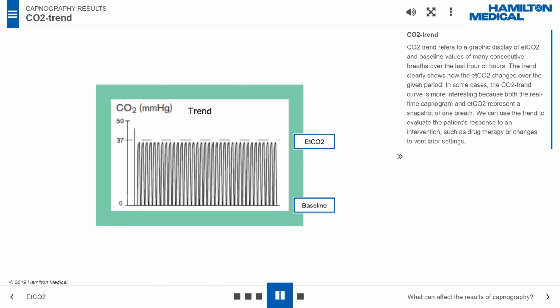CO2 trend. CO2 trend refers to a graphic display of EtCO2 and baseline values of many consecutive breaths over the last hour or hours. The trend clearly shows how the EtCO2 changed over the given period. In some cases, the CO2 trend curve is more interesting because both the real-time capnogram and EtCO2 represent a snapshot of one breath. We can use the trend to evaluate the patient's response to an intervention, such as drug therapy or changes to ventilator settings.